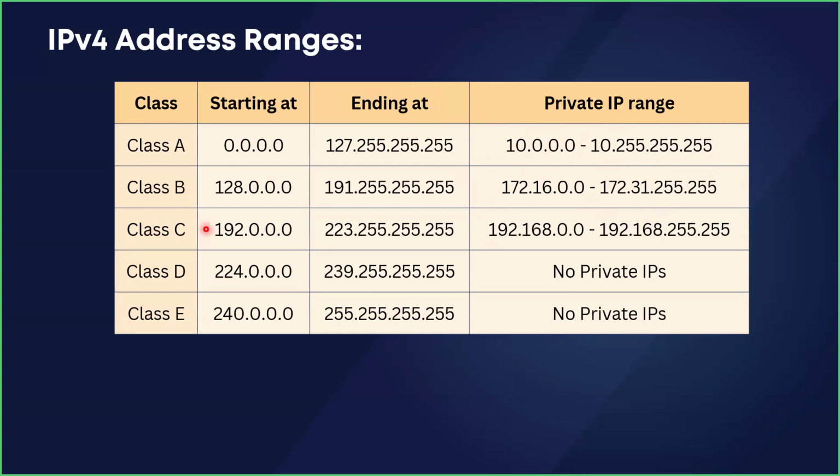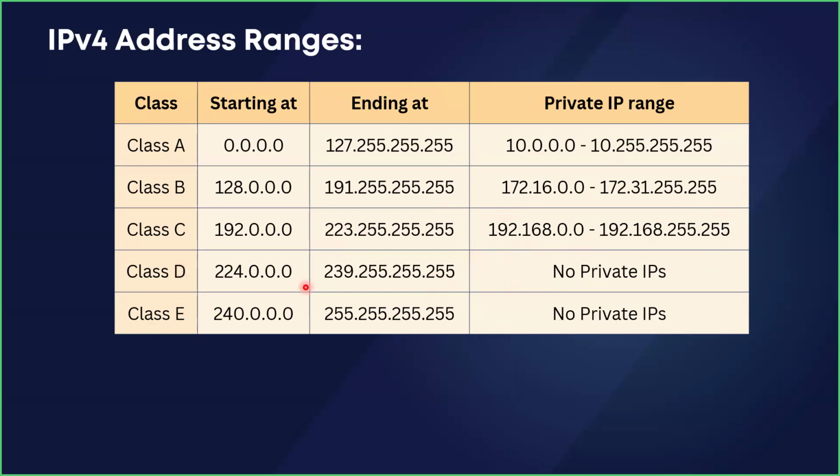Similarly, in class B as well, in the range between 128 and 191, there's a small range 172.16.0.0 to 172.31.255.255. Now, any IP within this range is a private IP, and any IP outside that range by default is a public IP. Similarly, in class C as well, between 192 and 223, there's a small range 192.168.0.0 to 192.168.255.255. This is the private IP range in class C. Any IP within this range is a private IP, and any IP outside this range is a public IP.